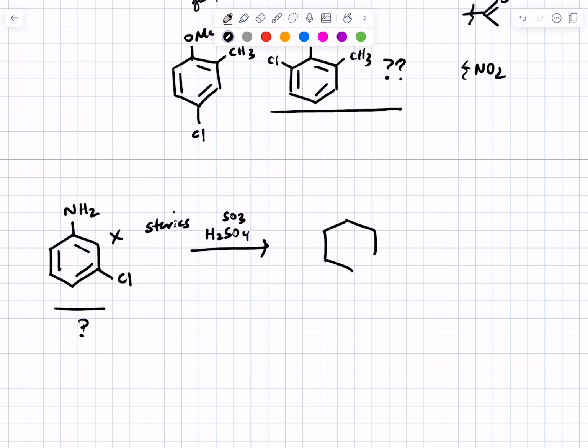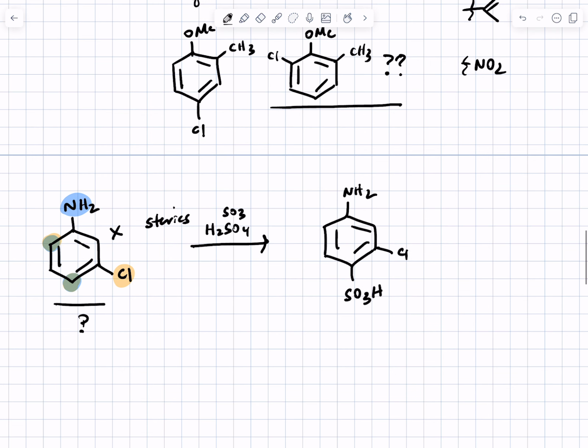You would expect the strongest donating group to have its preferences met. That's the nitro group. We're going to exclude this position. The chloro group also prefers ortho and para, so actually the preferences agree with each other. You would expect to see these two products, but not the other one where the new group would be between the NH2 and the chloro, okay?